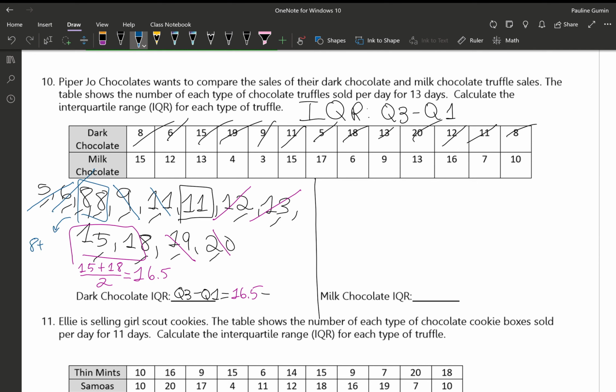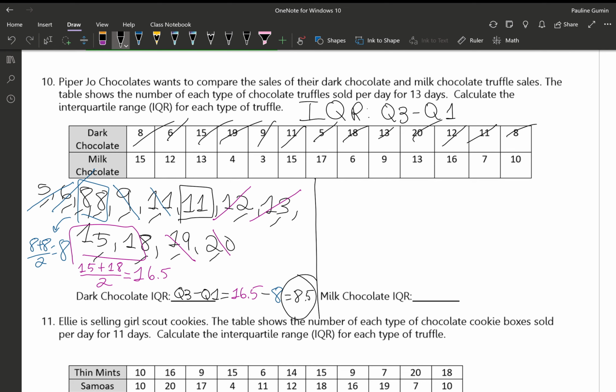Now, we pretty much do the same thing. We still add the two numbers and divide by 2. However, if you get 2 of the same number in the middle, it's that number. So we're going to do 16.5 minus 8, and that gives me 8.5 as my answer.